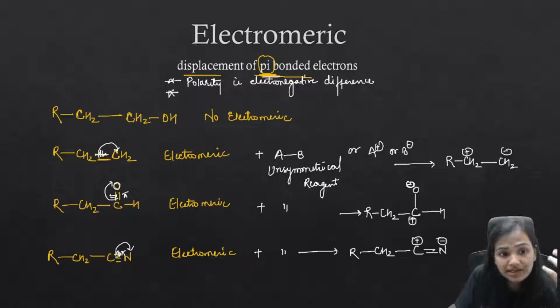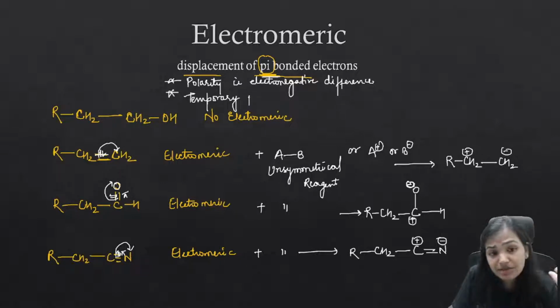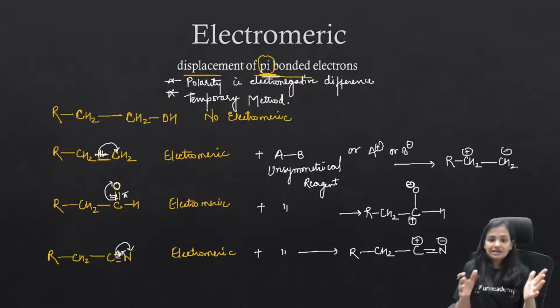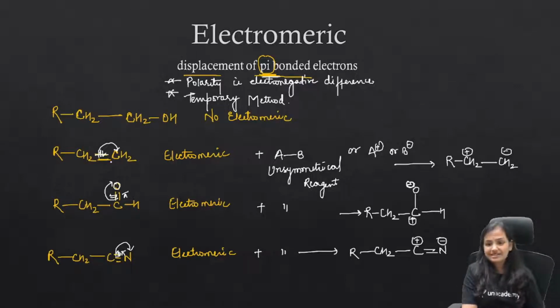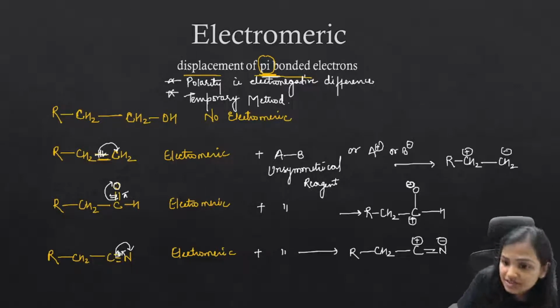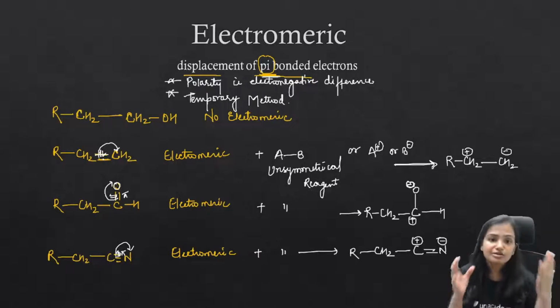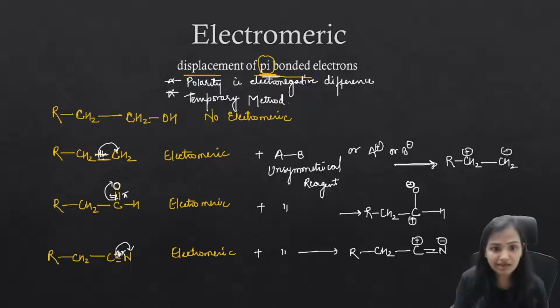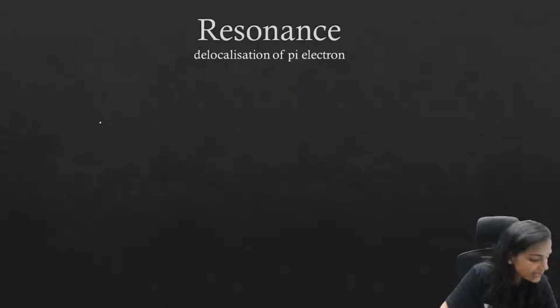There is one more thing that we have to focus on: this electromeric effect is a temporary displacement method. What do you mean by that? Guys, this simply means that if there is an unsymmetrical reagent, this bond cleavage will occur, otherwise it will remain as it is. Only in the presence of an unsymmetrical reagent will the reaction go forward, otherwise there will be no cleavage. So that's why we are saying that this is a temporary method. Simple, that's it. Now we have another.